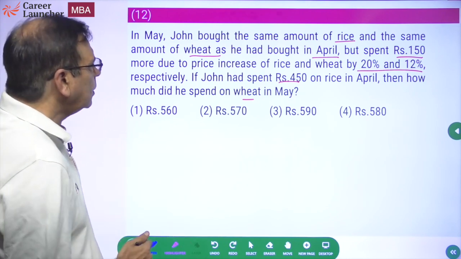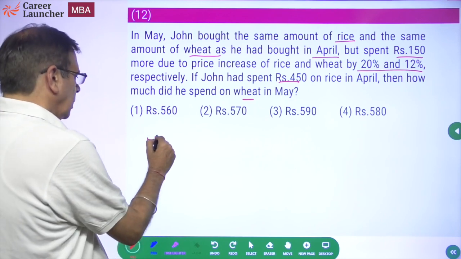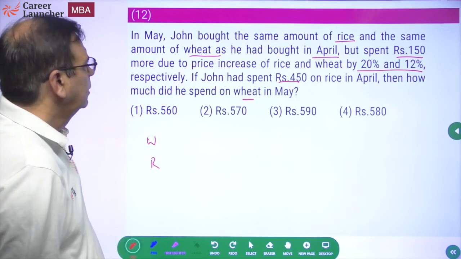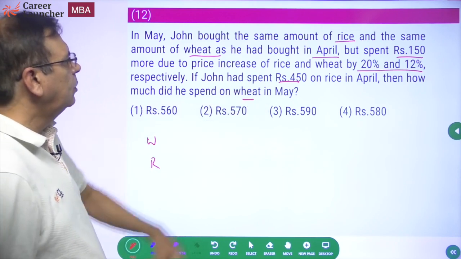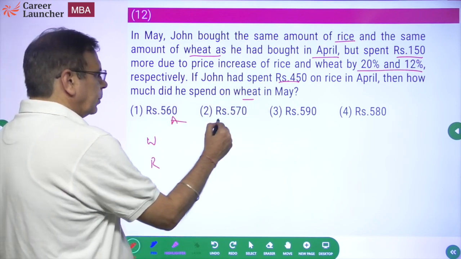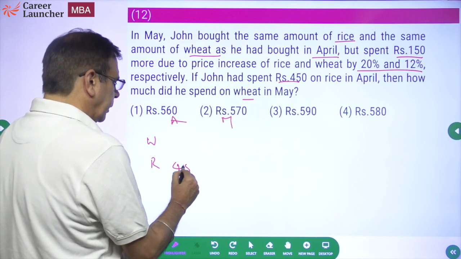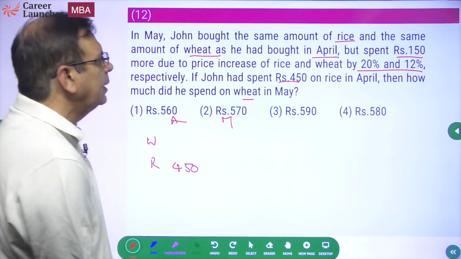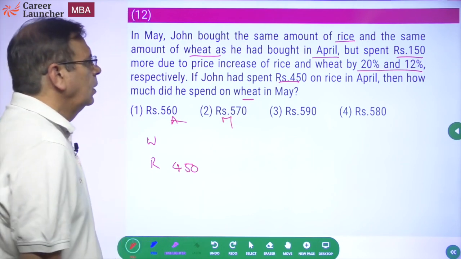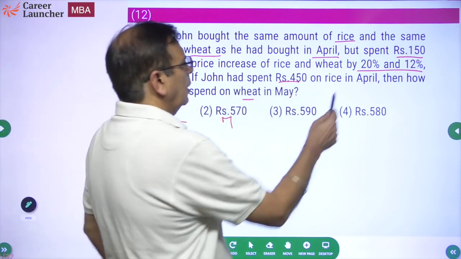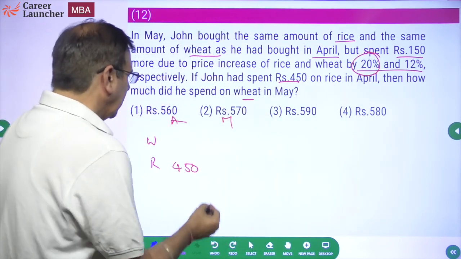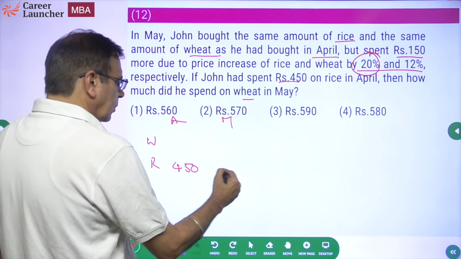Okay, now you have wheat and you have rice. John spent 450 on rice in April. So April, May, he spent 450 here. And what is the increase in price of rice? Rice has gone up by 20%. So in May, this will become plus 90.